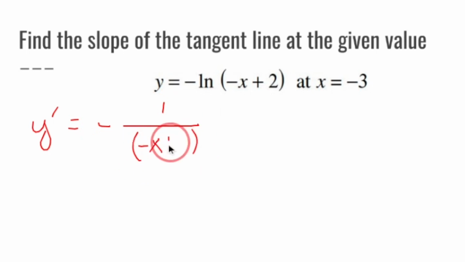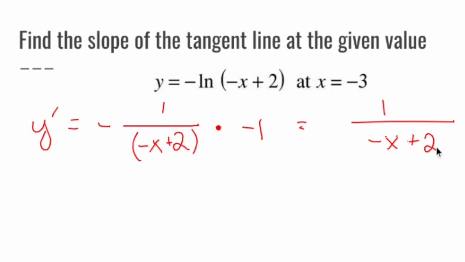So you take the derivative of the outside stuff, keep the inside stuff, but multiply everything by the derivative of the inside stuff. So I'm going to multiply everything by -1 because the derivative of -x is -1 and the derivative of 2 goes away. So basically the only thing that changes is -1 times this whole negative thing becomes one whole positive thing. So I have 1 over -x plus 2.